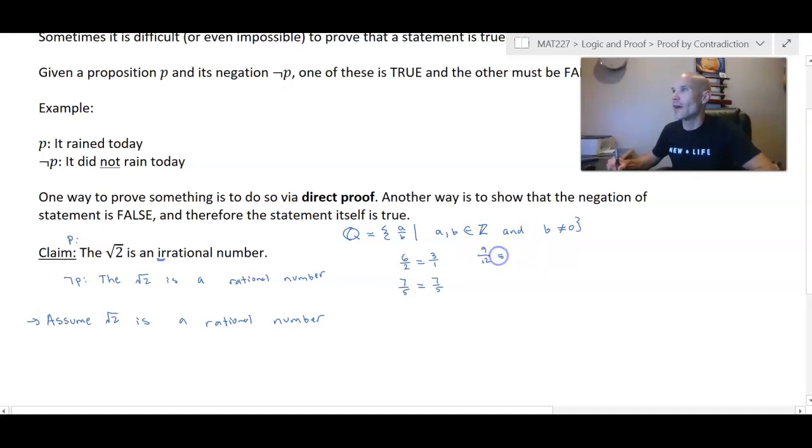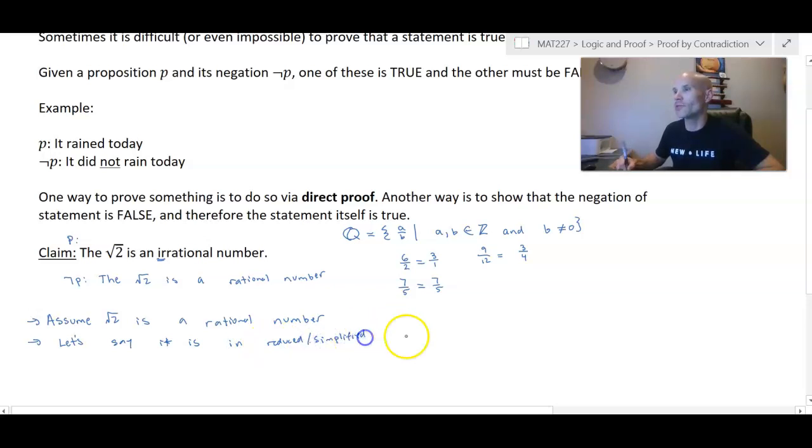9/12 we could reduce, and that could either be 18/24, so if you reduce it down, well, both top and bottom are divisible by 3, so we could reduce that and call this 3/4. Okay, so let's make that assumption that not only is the square root of 2 a rational number, but let's also assume that we have it expressed in reduced form. Let's say it is in reduced or simplified form.